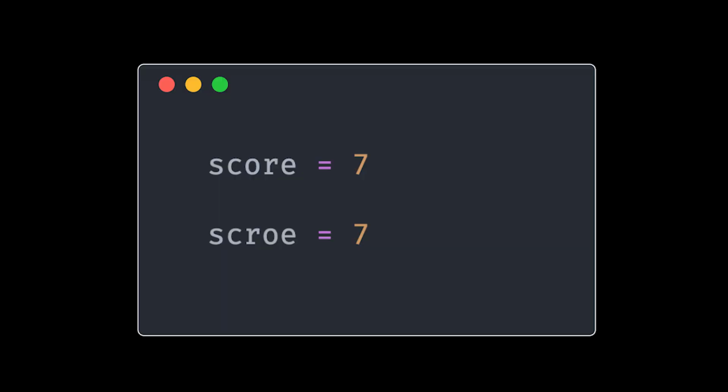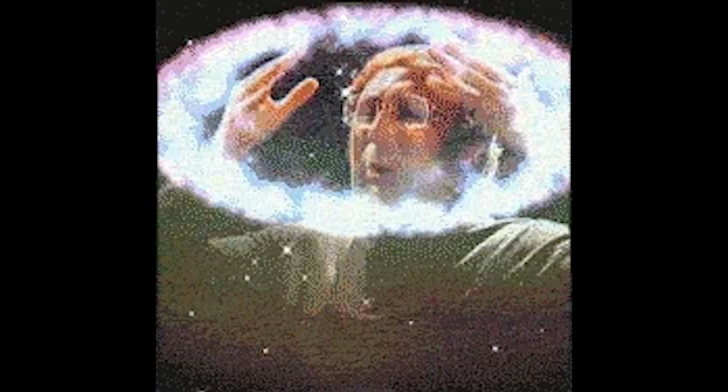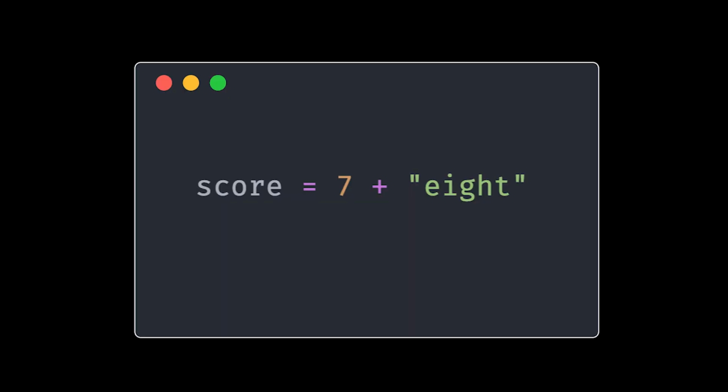Misspelling variable names is also another common mistake. Always double check your variable names because score and scroll are considered two different variables. Using the wrong data type is another one. We need to be mindful of what kind of data a variable holds, because we can't just add numbers to text directly, as it will cause errors.